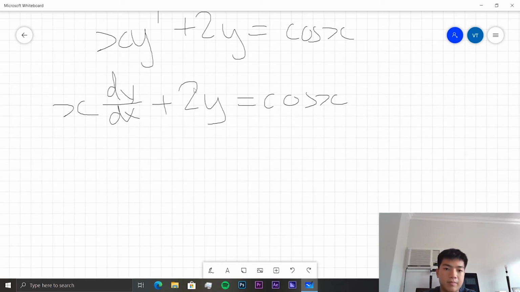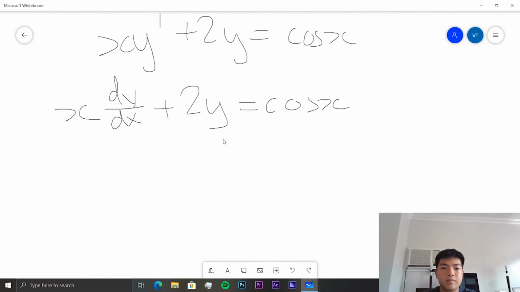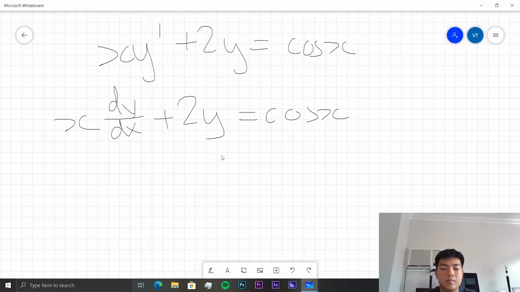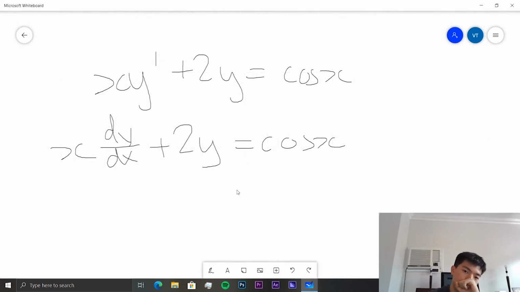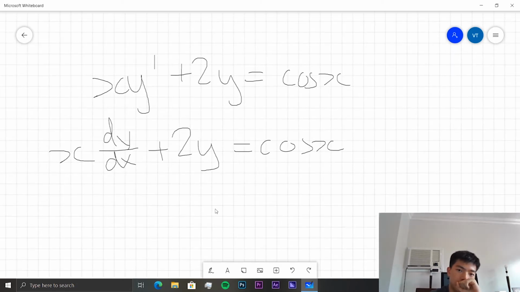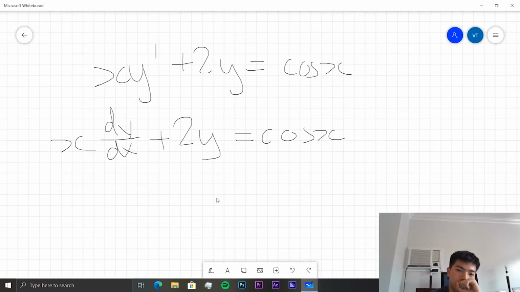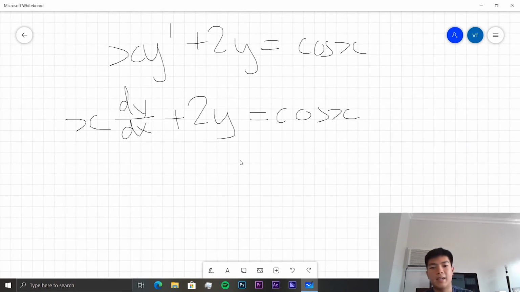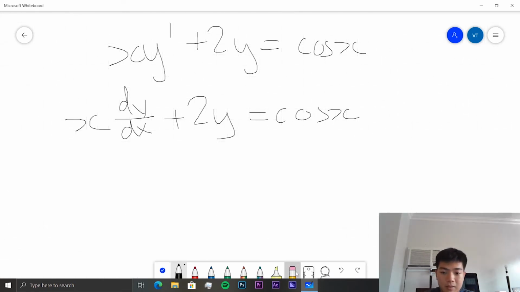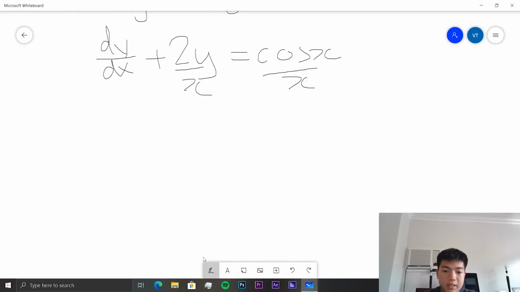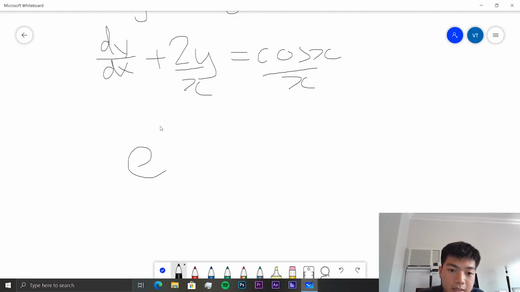The only problem is this 2 in front. Yeah, and I think we actually have to divide by x first. So ignore that. 2y over x equals cosine x over x. So we have the integrating factor is e to the integral of 2x to the minus 1.